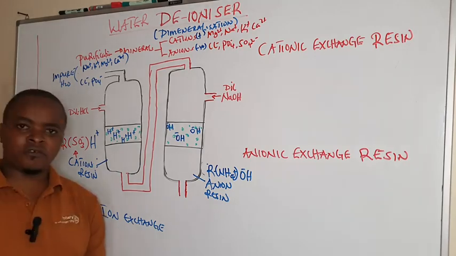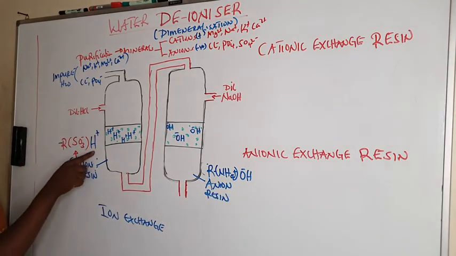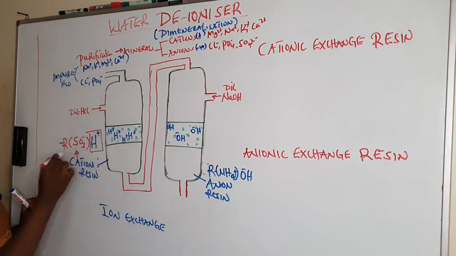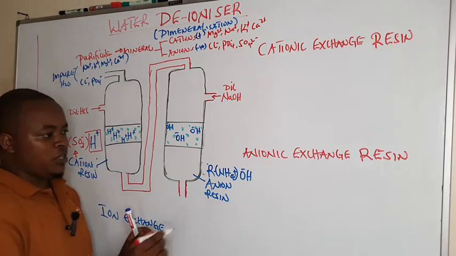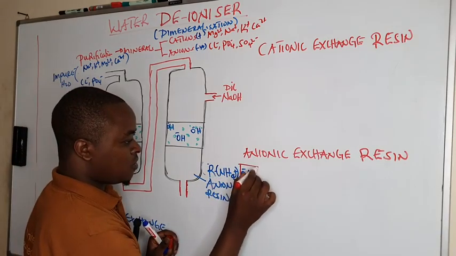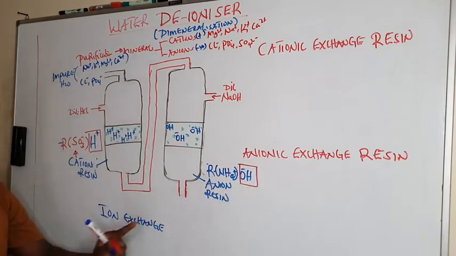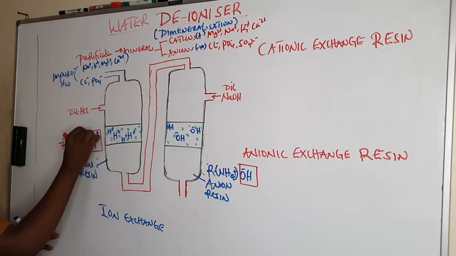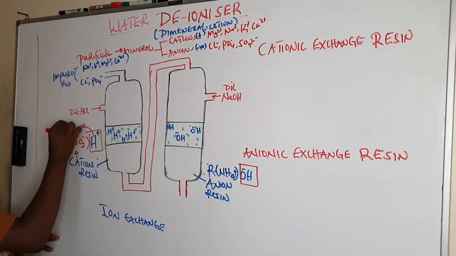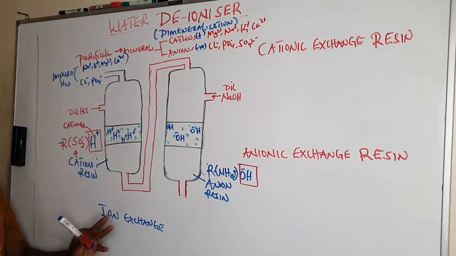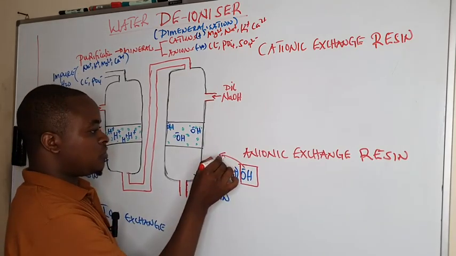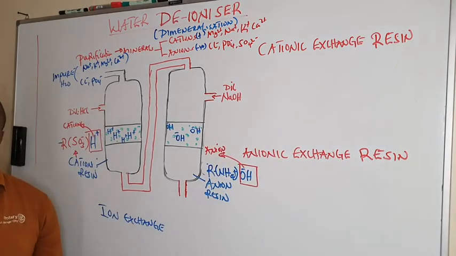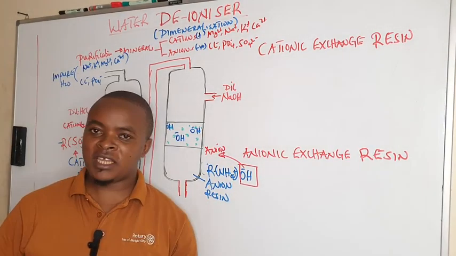And you can ask yourself about these two different resins having the hydrogen. So here the key players in ion exchange are the hydrogen ions and the hydroxyl ions. These are the ones which are going to be exchanging, whereby this one is going to exchange with the cations, whereas this one is going to exchange with anions. That is what we are calling the principle of ion exchange.